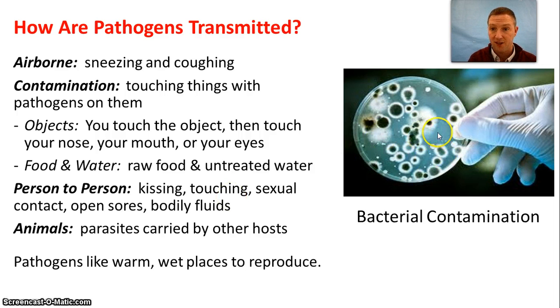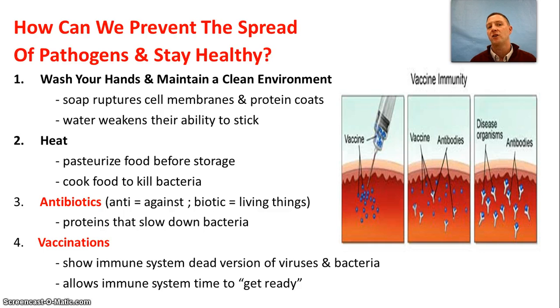Cool? Here's what bacteria look like when they grow in thousands. So a little bit of contamination on this little petri dish. They grow and grow and grow as long as they have a warm temperature and some water and a food source. You are typically the food source. All right, so how can we prevent pathogens and stay healthy?